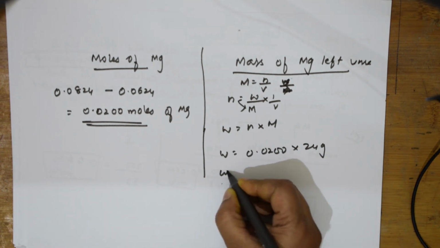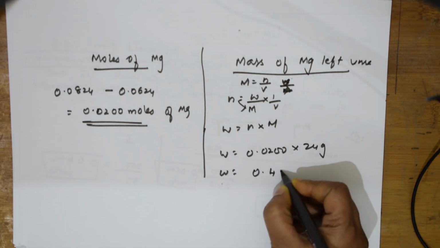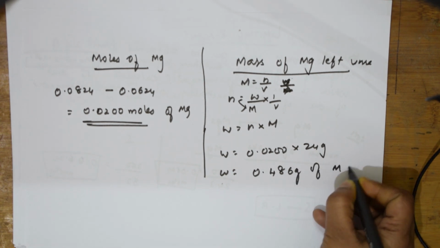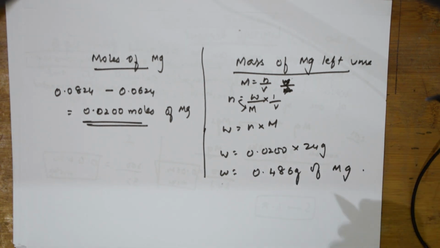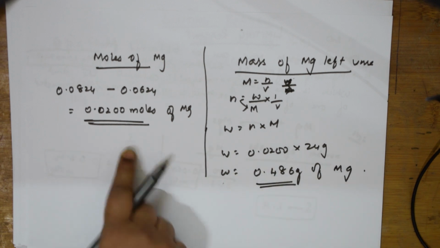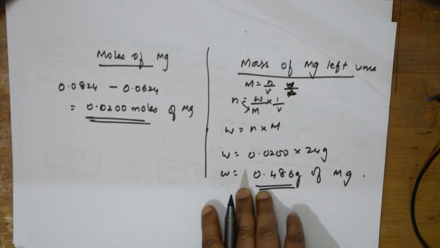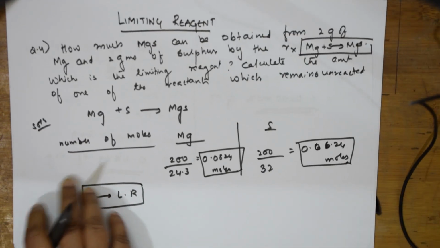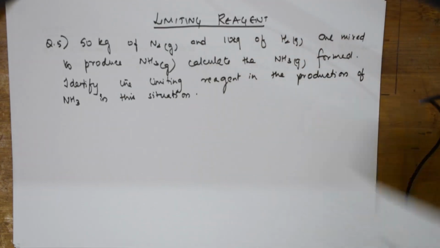So when I multiply, I get an answer of 0.486 grams of magnesium. Okay, this is what your answer is. Fine. So I have got moles, I have got mass, right? Then I have got even the limiting reagent, right? This is how you're going to do it. Hope this is clear with the sum. Let us go back to the next sum of limiting reagent.